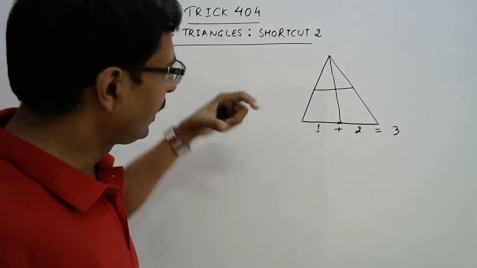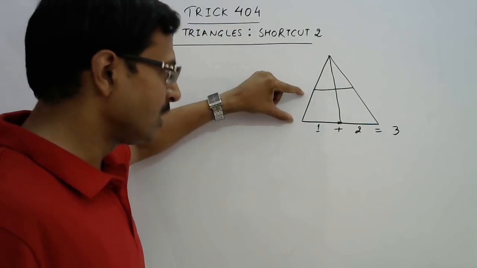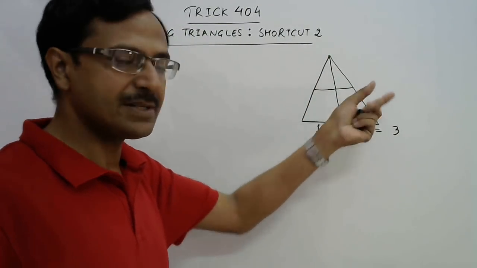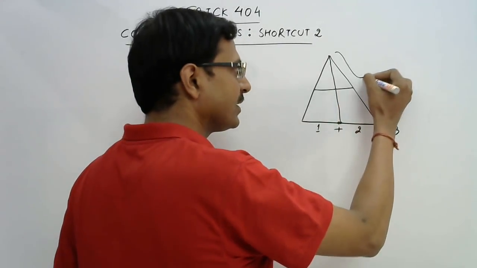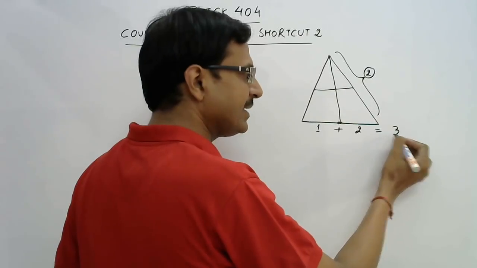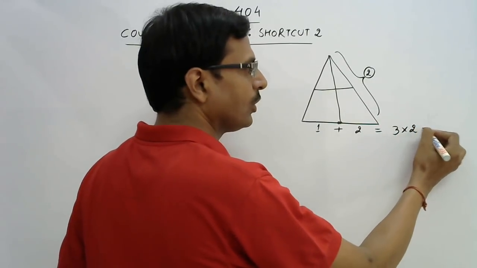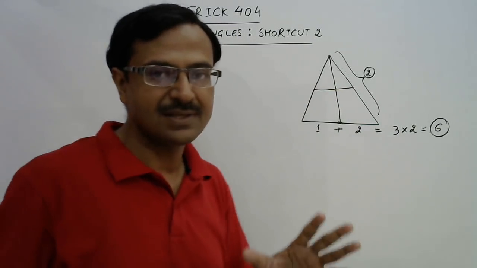And now just see this side, how many parts are there? 2. Or this side, how many parts are there? 2. So the number of parts on this side is 2. So multiply this sum by 2, you get the number of triangles in this figure as 6.